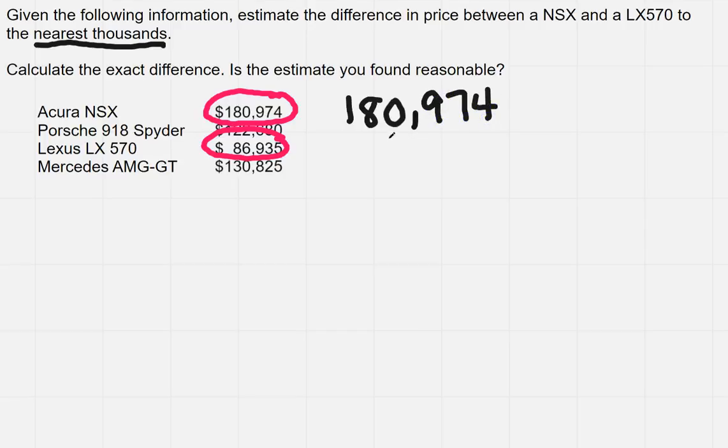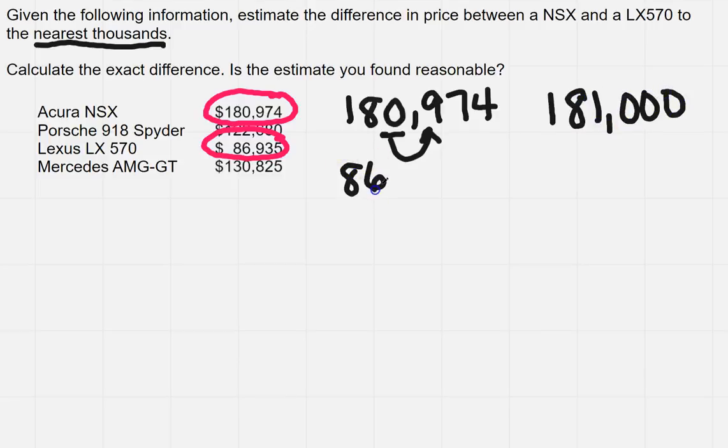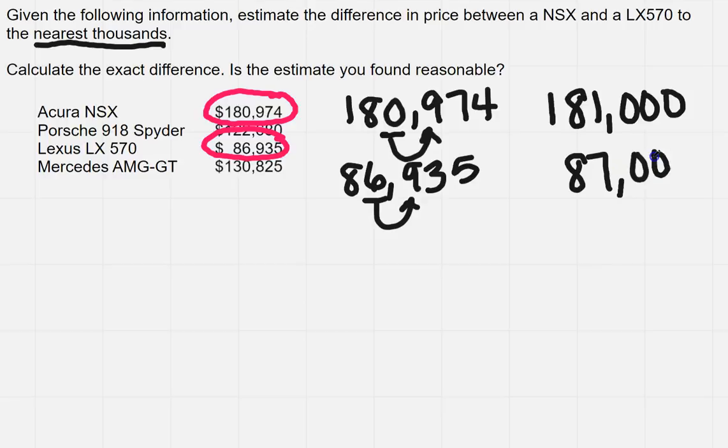So if it's the nearest 1,000, I put a line, I draw an arrow. This number with the arrow is larger than 5, so this becomes 181,000. For the next one I have 86,935. To do the same thing. Again, the number above the arrow is larger than 5, so this becomes 87,000.